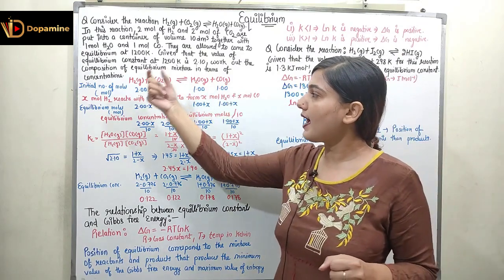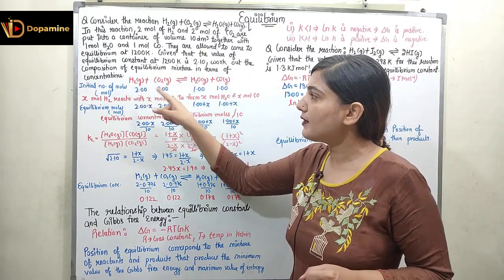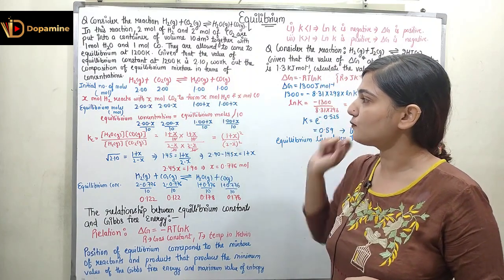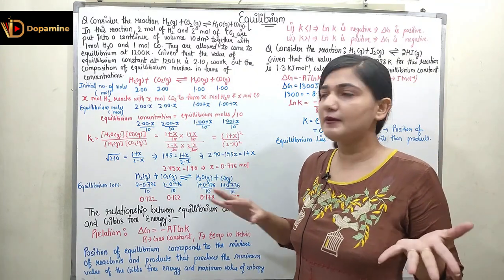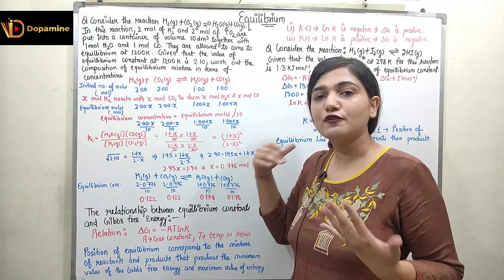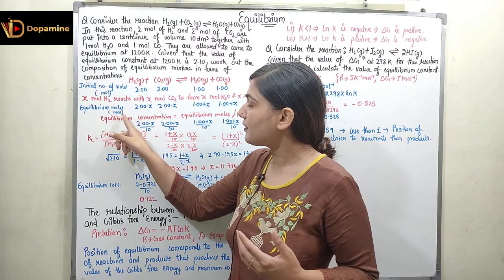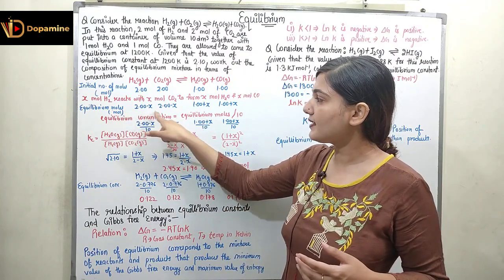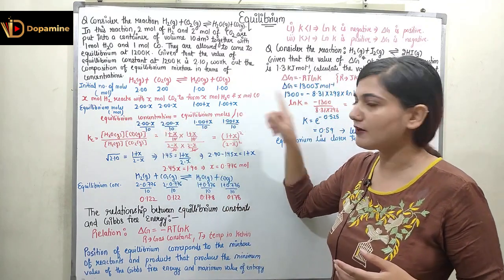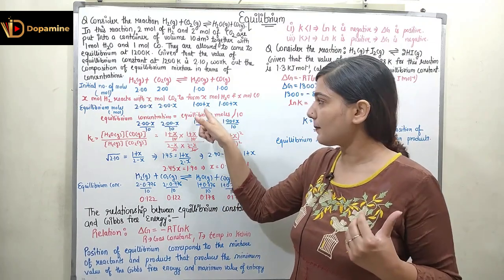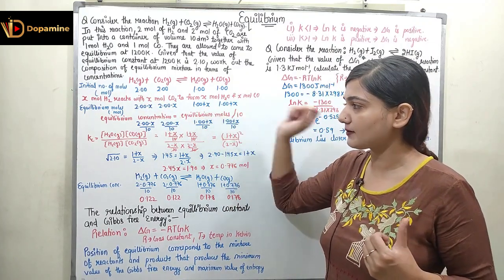So if I have X mole of H2, it will be reacting with X mole of CO2 to form X mole of H2O and X mole of CO. So at equilibrium, if X mole have reacted to form X moles of H2O and CO respectively, the number of moles would be 2 minus X, 2 minus X, 1 plus X and 1 plus X. Right? Why minus? Because the reactants are getting consumed, the products are formed, so here we have plus.